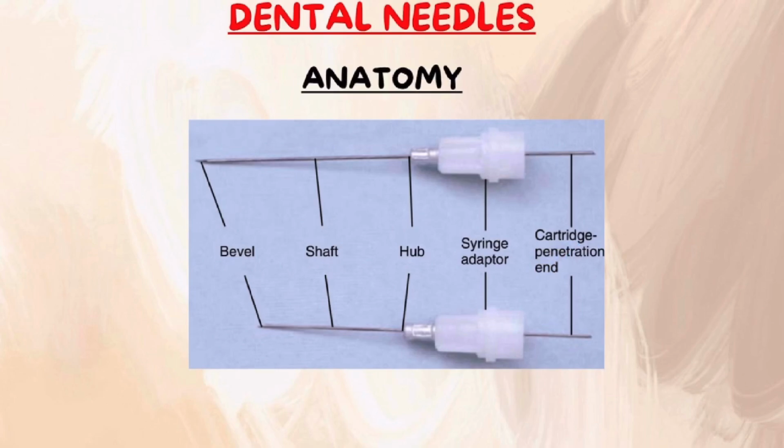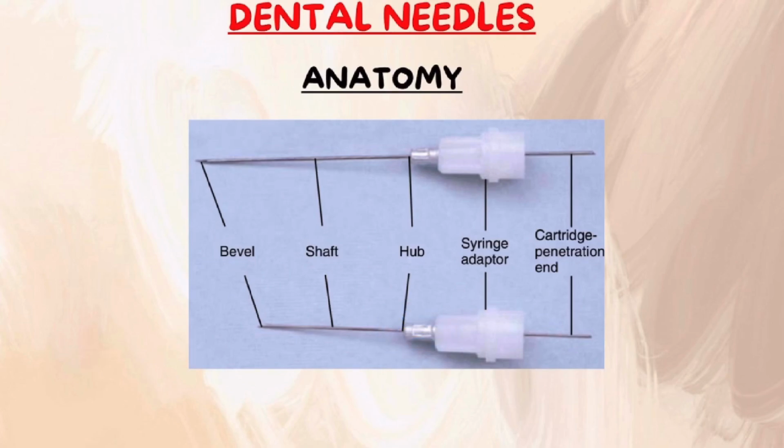So let us see what a shaft is first. Shaft is the metal portion of the needle. Bevel is the sharp angled tip of the needle. Hub is where the needle attaches to the syringe.